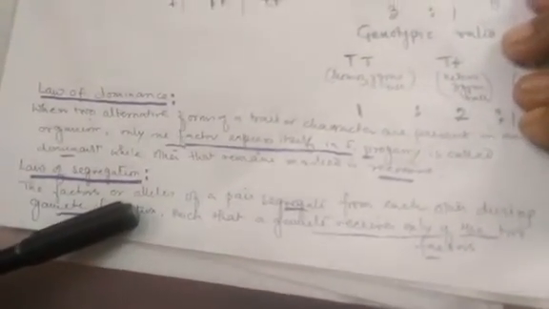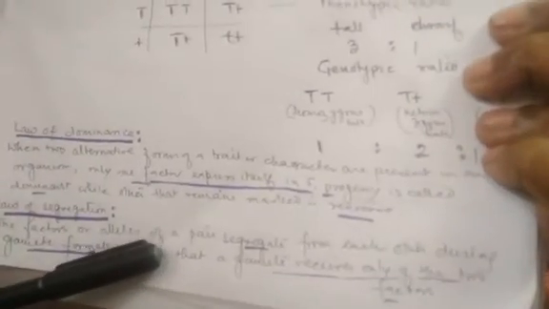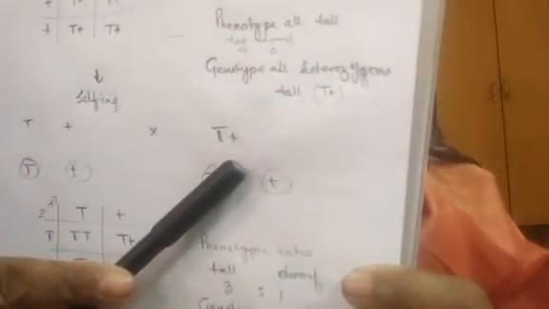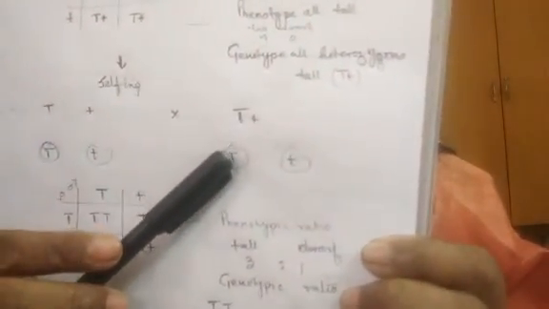The other law which is also derived from this monohybrid cross is the law of segregation. Now what does the law of segregation state? The law of segregation states that when 2 factors are there in the parent, they segregate during gamete formation. When they form the gametes, they segregate from each other. So you can see each gamete gets only one of the factors.